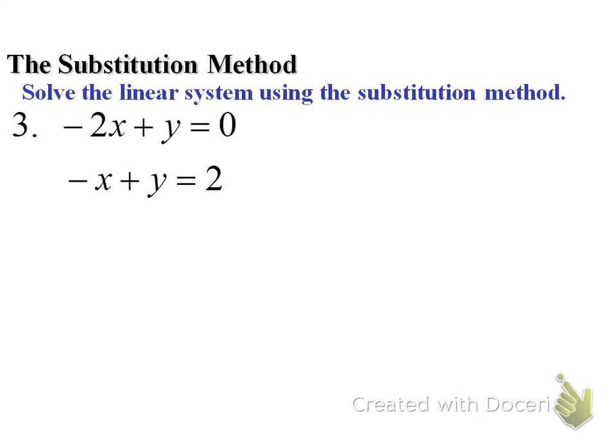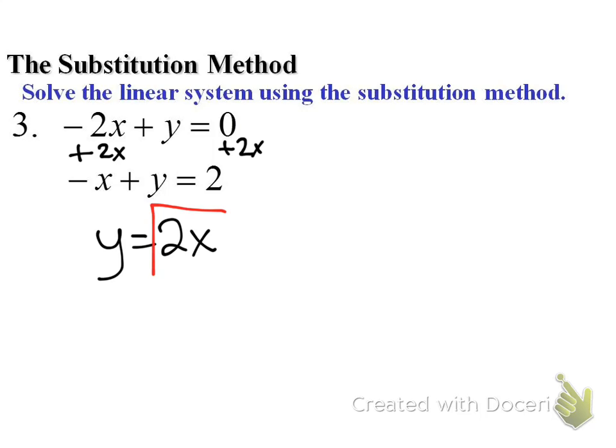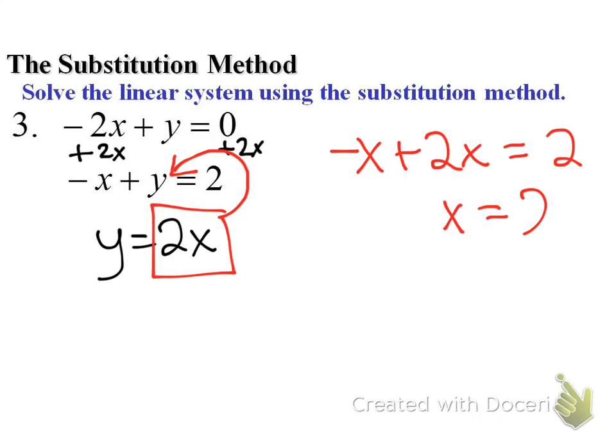Okay. Which variable would you like to get by itself? There's a couple options here. y, which y? Oh, now I'm torn. I hear both. Let's just do the top. You could do the bottom. Same thing. So I'm going to add 2x to both sides, right? So y equals 2x. Pretty easy. Now I'm going to plug that 2x in for the y in the other equation. So since I got y by itself in the top equation, 2x needs to go into the second equation. So that would give me negative x plus 2x equals 2. That just gives me x equals 2. Pretty simple.